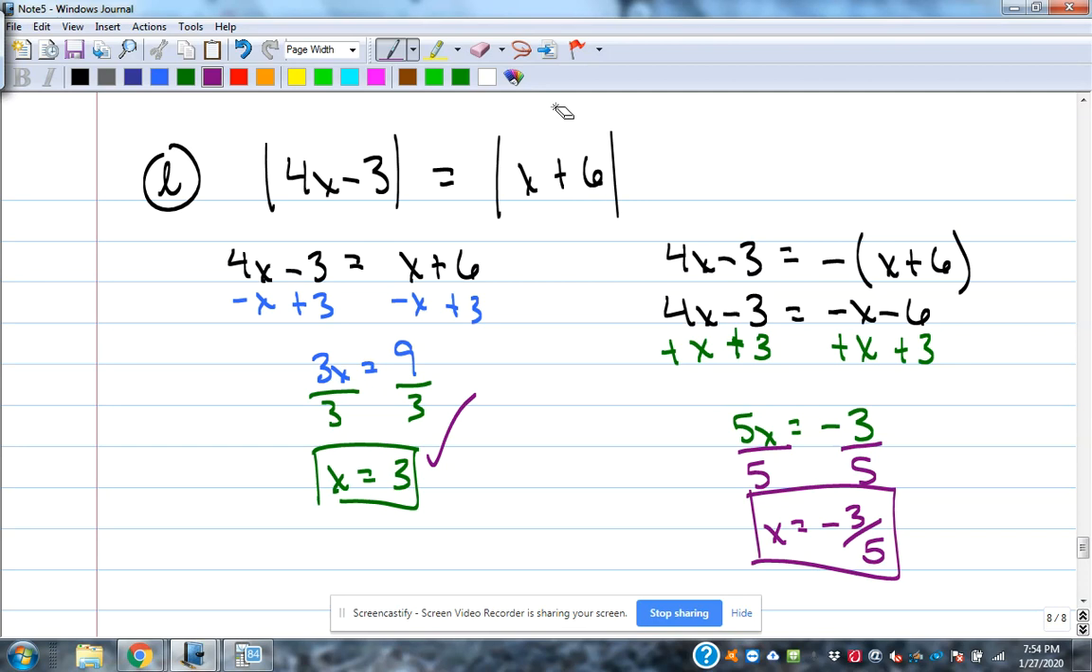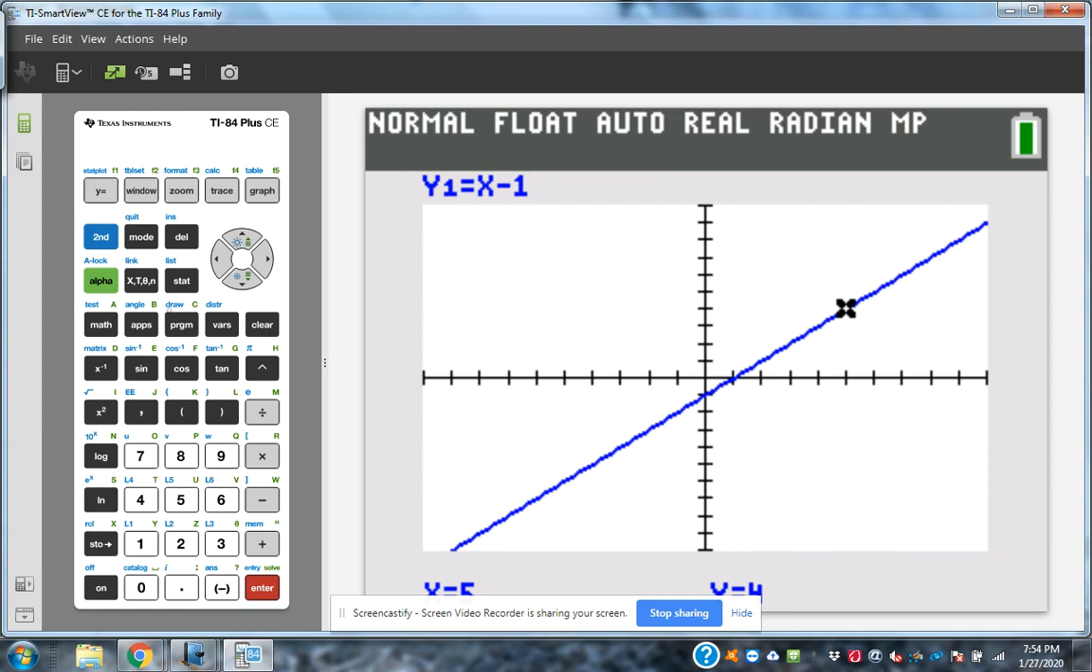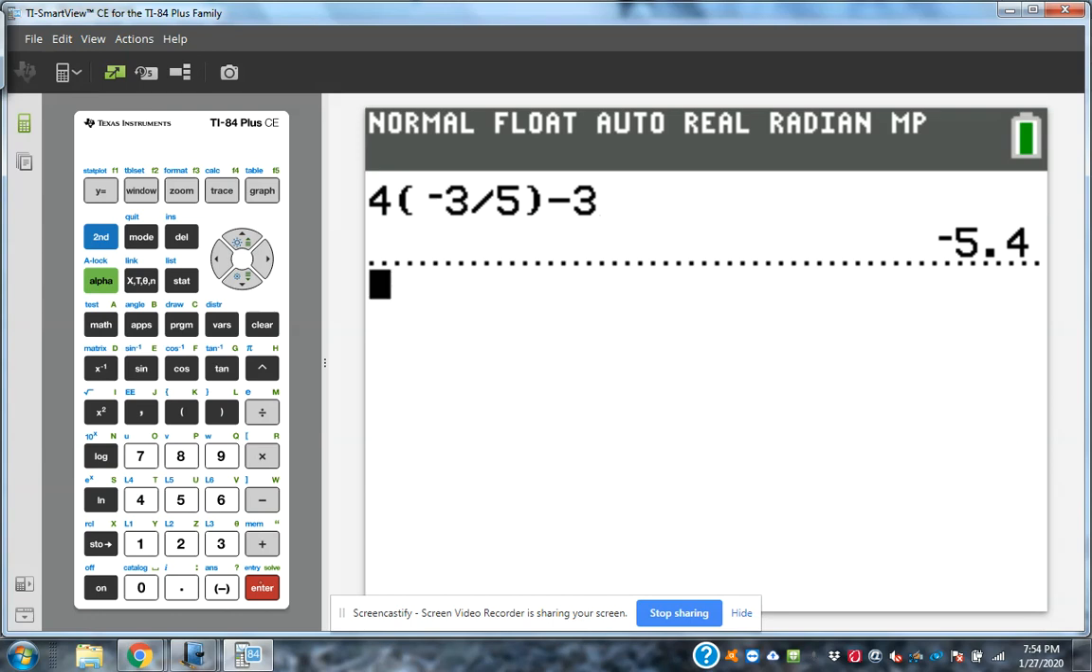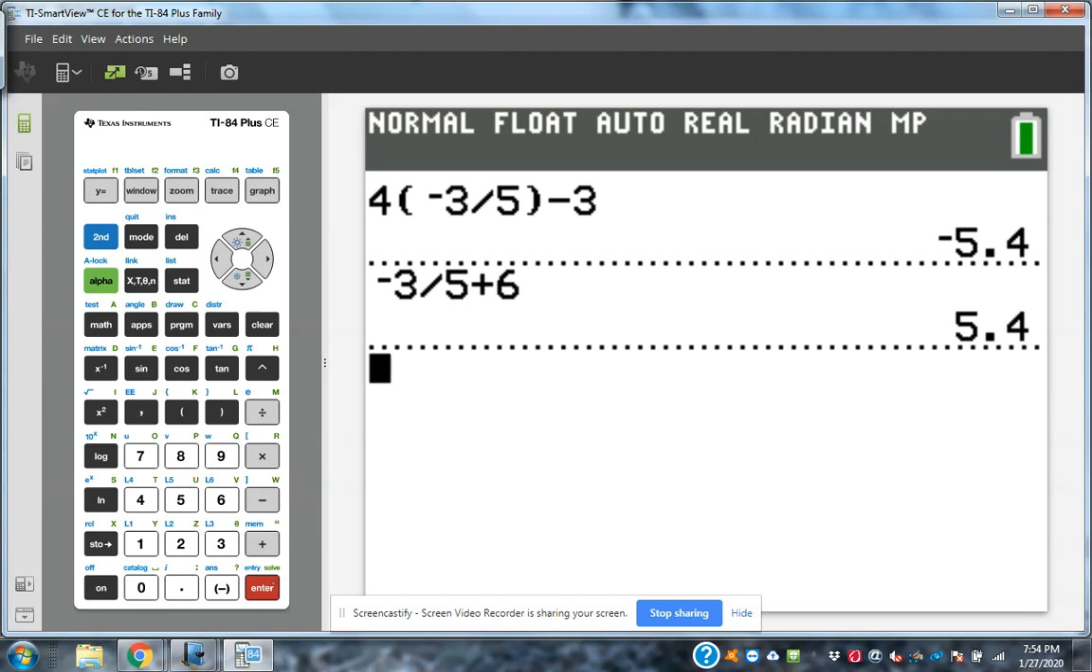I'm going to plug in negative 3 over 5. And I'm not so great with fractions without a little help here. So I'm going to say 4 parentheses negative 3 over 5 minus 3. And then that's in absolute value. So it ends up being positive 5.4. On the other side, I'm going to say negative 3 over 5 plus 6. That's in absolute value. Are those equal? If they're both in absolute values, then they are equal. So both of those answers check.